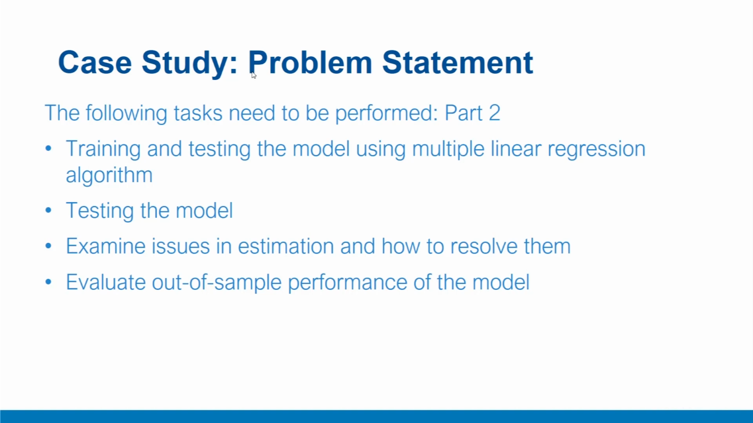Next, we'll evaluate the model with various goodness of fit measures and through visualization. There are several issues that we'll deal with. These include multicollinearity, heteroskedasticity, and autocorrelation. We'll examine these issues and we'll try to find ways to resolve them. We'll answer the question how to resolve these issues in the estimation, and then we'll evaluate out of sample performance on the test data set using various quantitative measures and also with visualization.